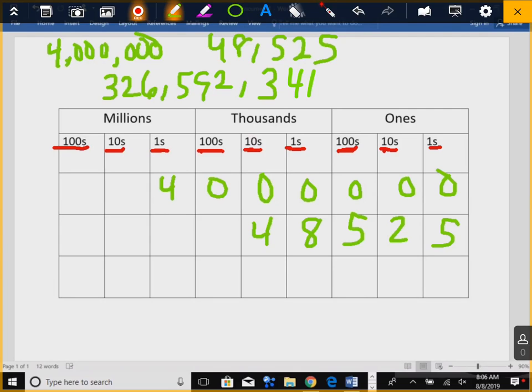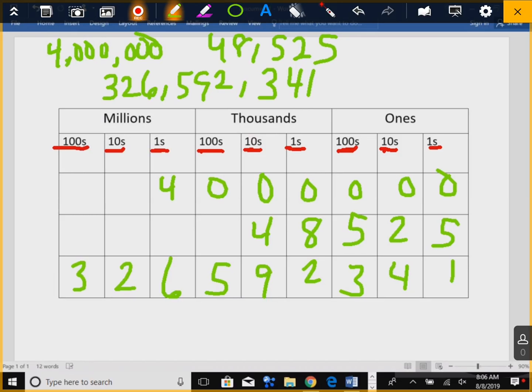326,592,341. Okay, well we can say, okay, the 3 is in the 100 millionths place. That's where that would go. 2 is in the 10 millionths place. 6 is in the 1 millionths place. 5 is in the 100,000ths place. 9 is in the 10,000ths place. 2 is in the 1,000ths place. 3 is in the hundreds place. 4 is in the tens place. And the 1 is in the ones place. So that's how it would look.